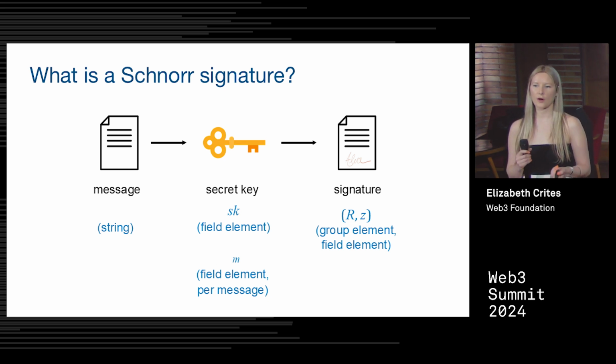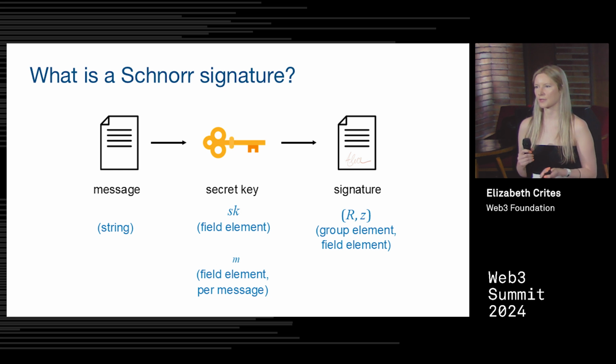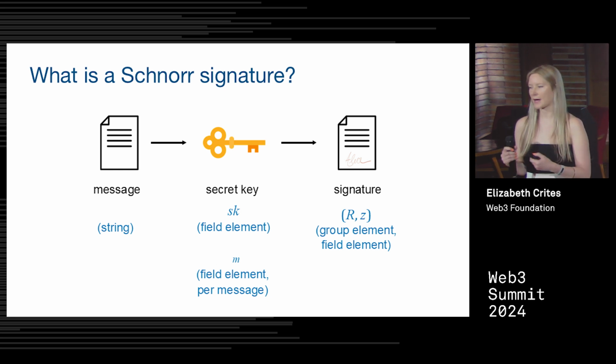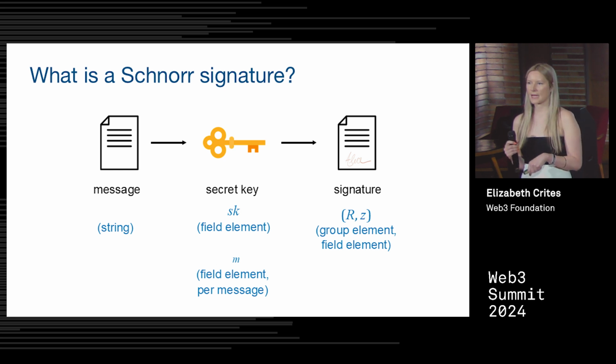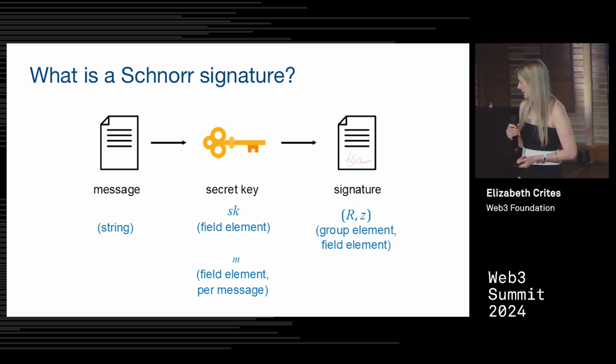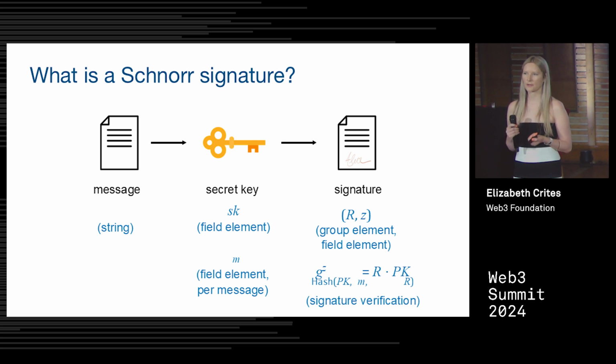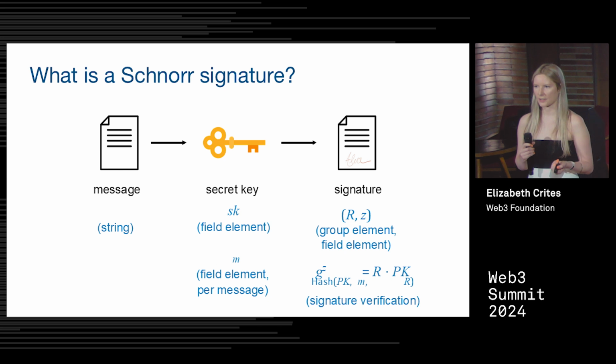And the group element R is a commitment to the nonce. So in a group, you have a generator G, and this capital R is just G raised to the little r. And the public key is the generator raised to the secret key. And the signature verification looks like this. So when you take as input a signature consisting of R and Z and a message, you check this equation. Again, the public key is the commitment to the secret key and the capital R commitment to the nonce. And you check it against the hash of all of the values, public key, message, and nonce.